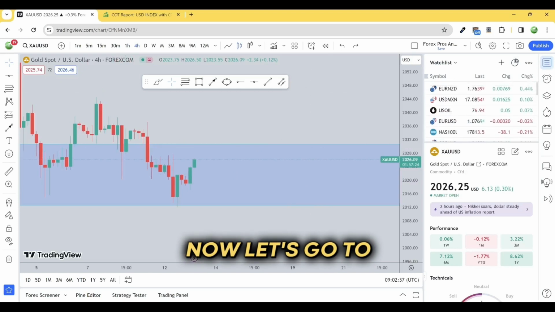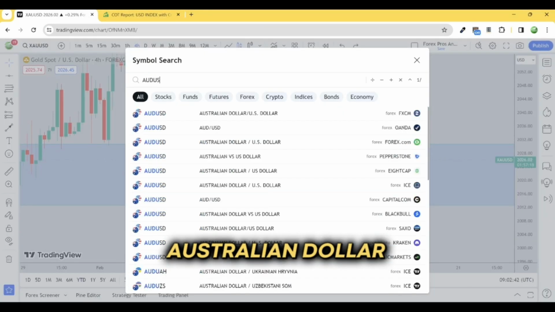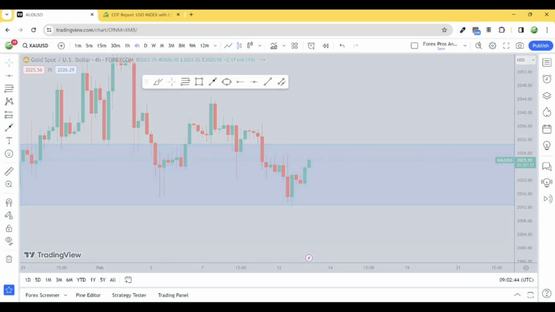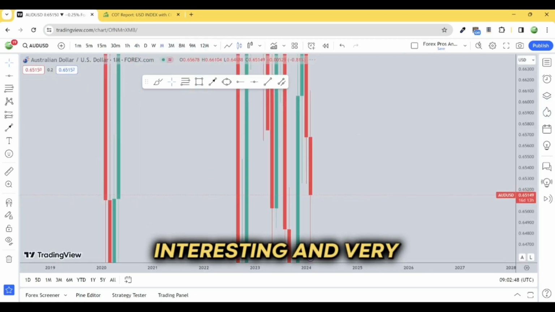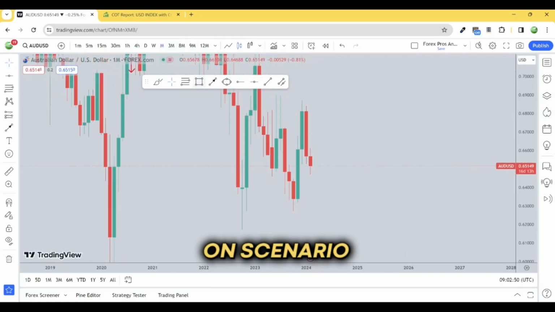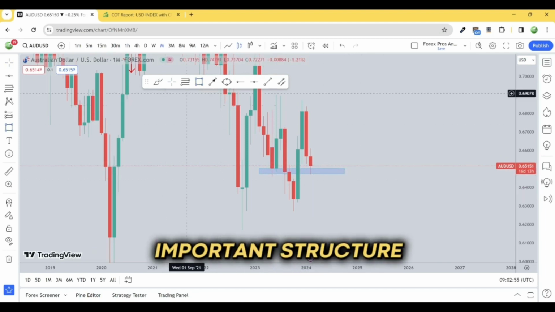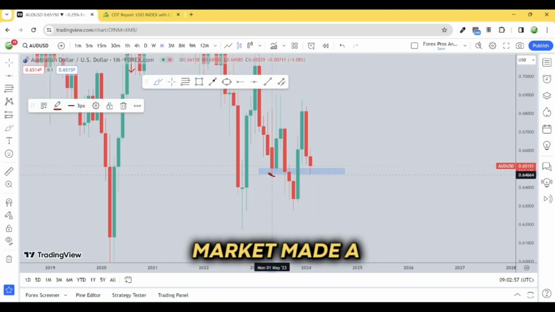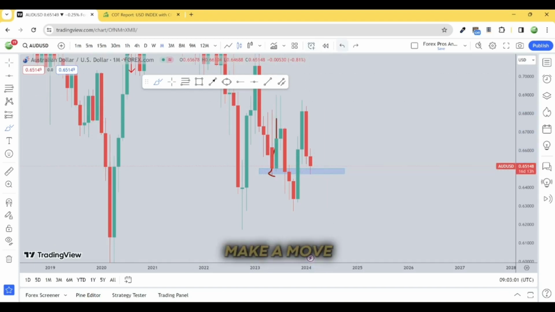Now let's go to Australian dollar or USD. So on the Australian dollar, we have a very interesting and very fun scenario. Why? Because as you can see, the market is approaching a very important structure support area. As you can see, the market made a huge move towards the upside from this point, and again we can expect the market to make a move.